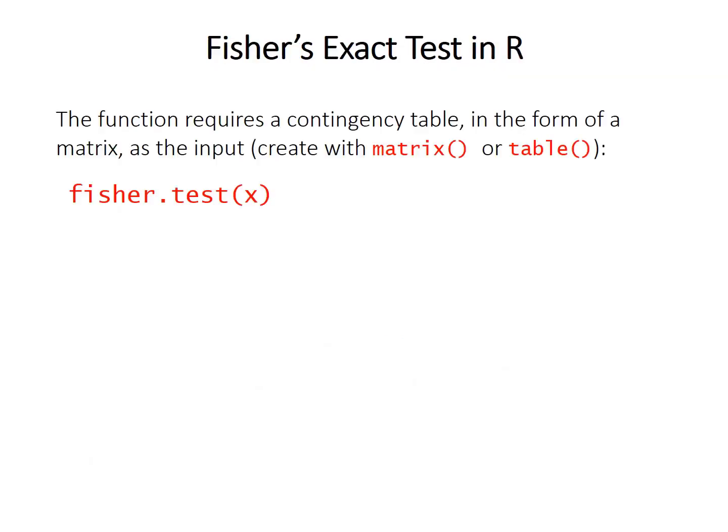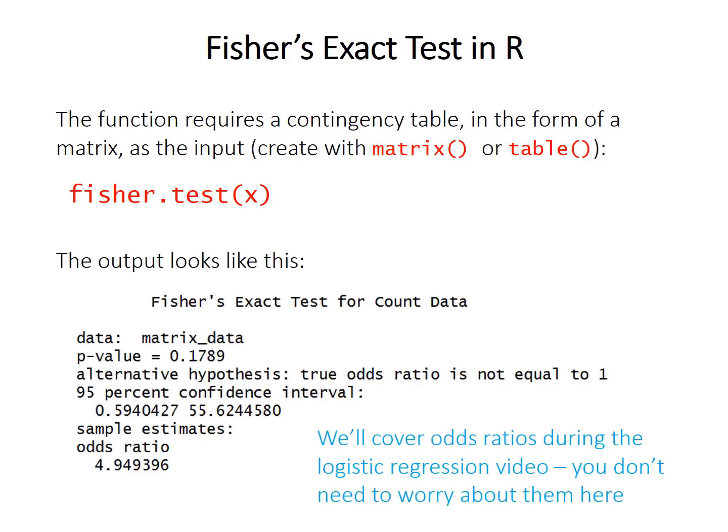So the R function is called fisher.test, and it requires a single contingency table as the input. And you'll typically have to make that table yourself, either using the function matrix or the function table, which you'll learn in class. And the output will look like this, at least for a 2x2 contingency table it will. The p-value is really the key thing to focus on, and for now you can ignore the odds ratio statistics. The 95% confidence interval given here is on the odds ratio. We haven't talked about odds ratios yet. We will in the logistic regression video in a little while. So for now, don't worry about the odds ratio.